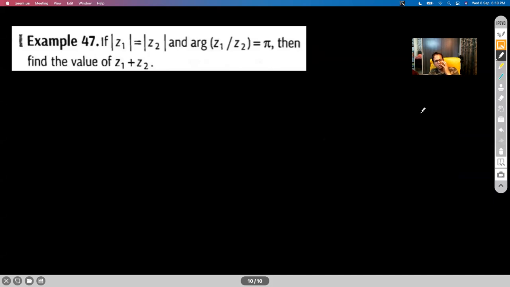If mod z1 is equal to mod z2 and argument of z1 by z2 is pi, find the value of z1 plus z2.